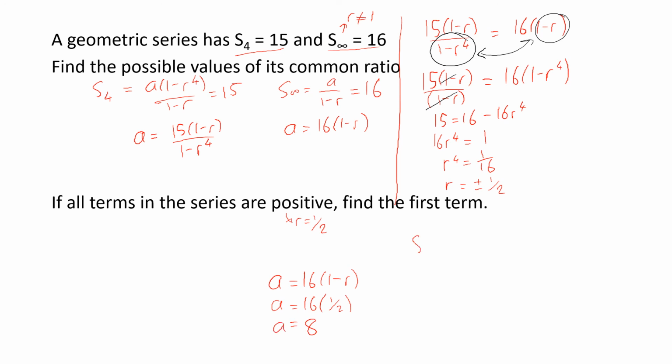So in theory, the sequence should have gone 8, 4, 2, 1, etc. And yeah, the first 4 of those do add up to 15. Nice one.